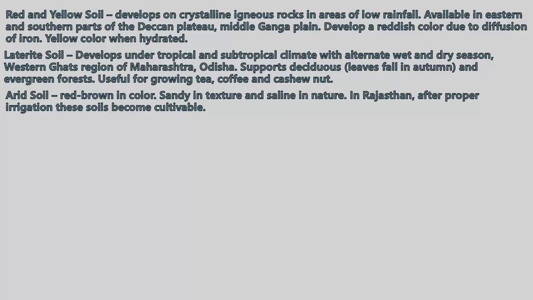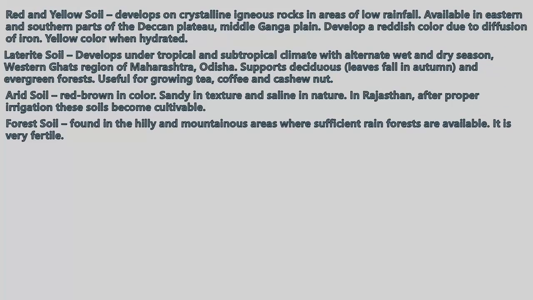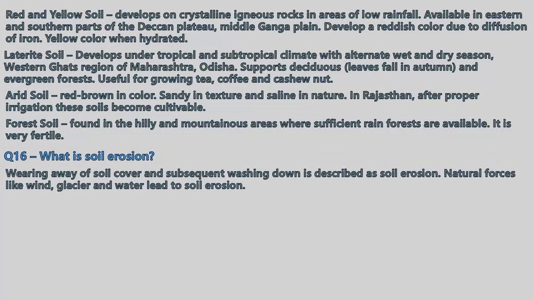Okay, this has a sandy texture and it's saline in region, and it is there in Rajasthan. It is a desert kind of a soil, and after a good amount of irrigation, these soils become cultivable. That is, you can grow plants even in the arid soil. Then we have forest soil. Forest soil is very fertile. It is found in the hilly and mountainous areas where sufficient rainforests are available. It is very fertile. Okay, what is soil erosion?